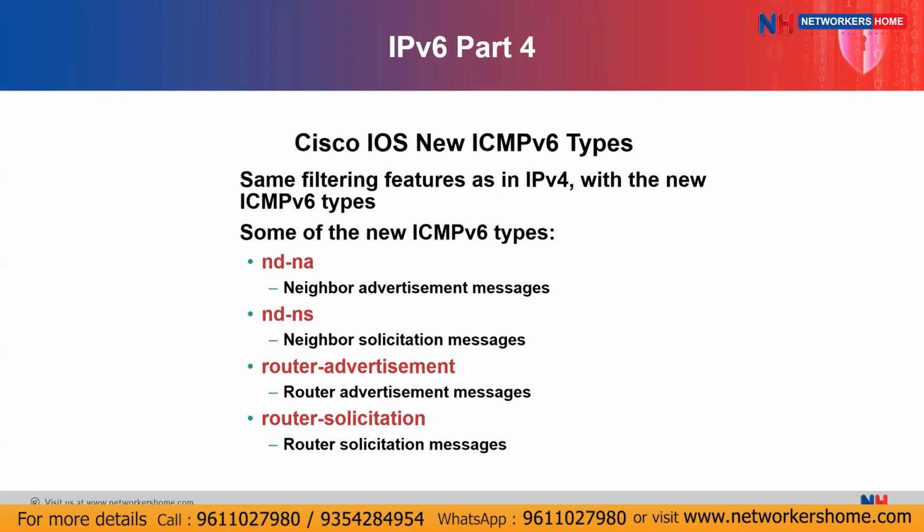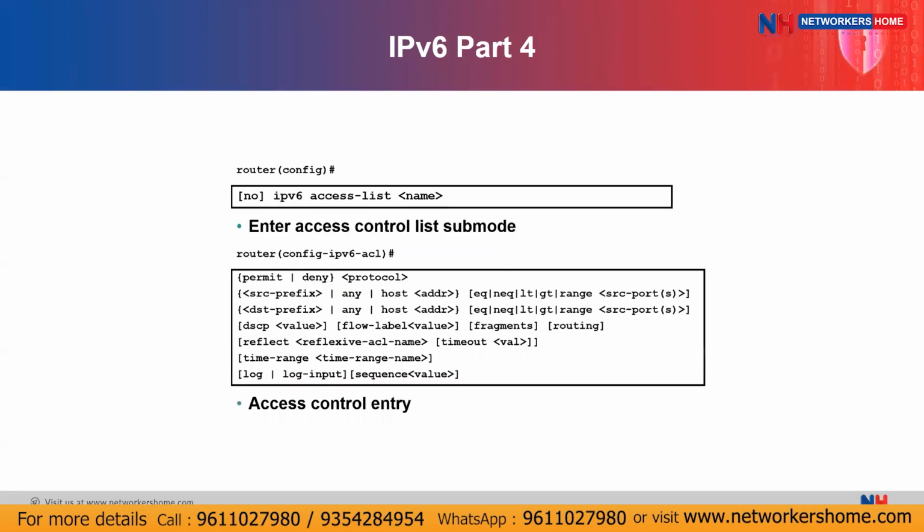Actually, IPv6 doesn't use ARP resolution. In place of ARP, it uses neighbor advertisement, neighbor solicitation, router advertisement, router solicitation messages. So these options we have in the ICMPv6 type. And then IPv6 access list name, and then permit or deny, source prefix, any, host address, and then we have the range, destination prefix, DSCP value, flow label, fragments, routing, reflexive ACL name, timeout, time range. So lots of options we have here.